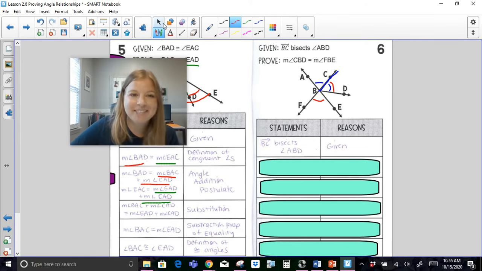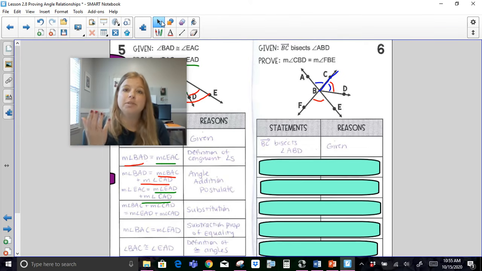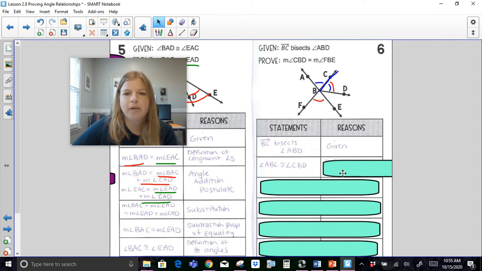Okay, what are we doing with this, right? We have to use our given and then see where it leads us. So if I say that a ray bisects an angle, the only thing we really can say next is, well then angle ABC is congruent to angle CBD. And that's just the definition of an angle bisector.